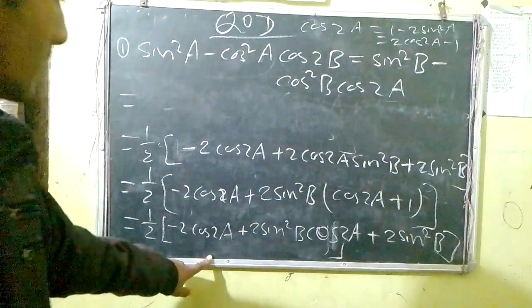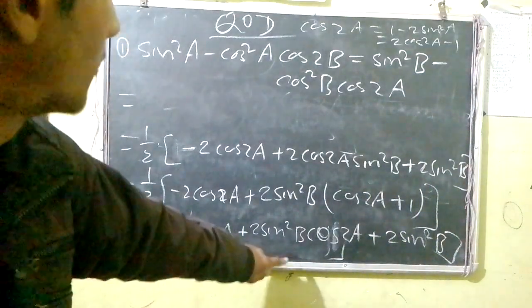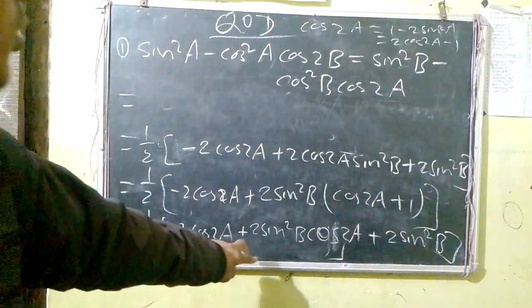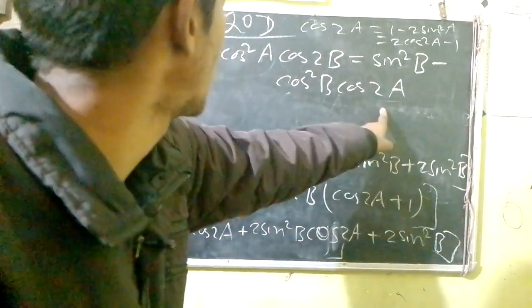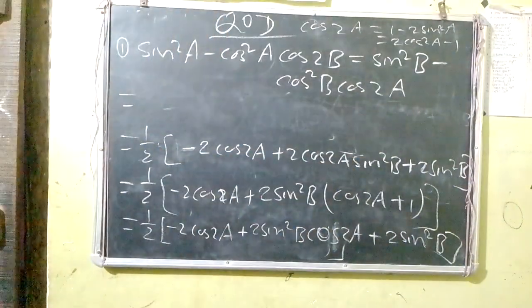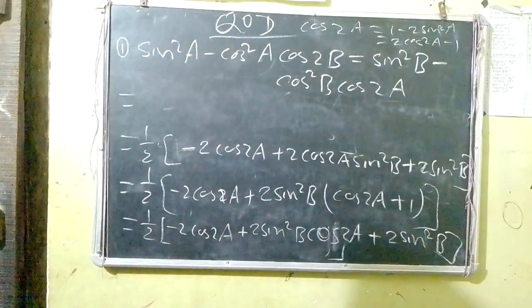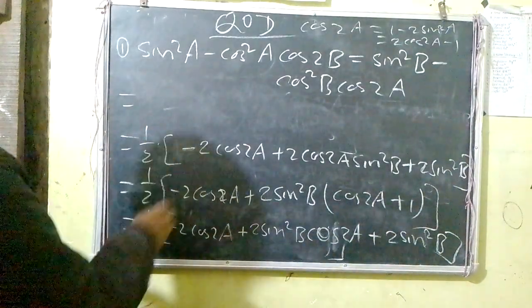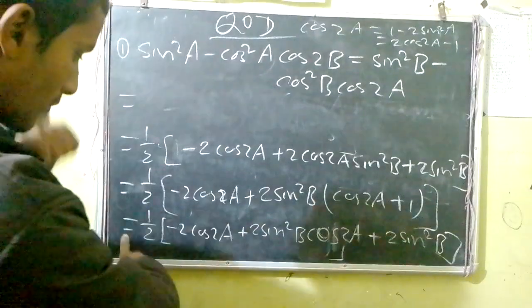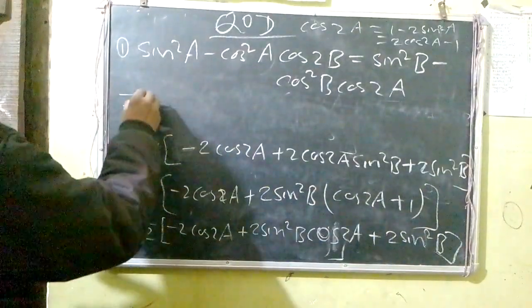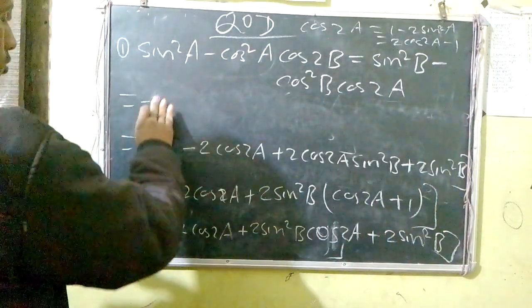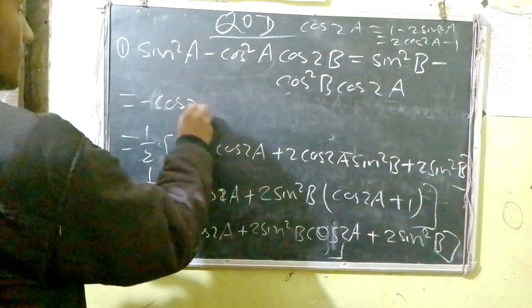Minus 2 cosine 2a is there, 2 sine square b is there. But we don't want 2 sine square b because with cosine 2a we have cosine square b. So we want cosine square b. So let's multiply the whole thing by half. Then we get minus 2, that 2 disappears, cosine 2a.